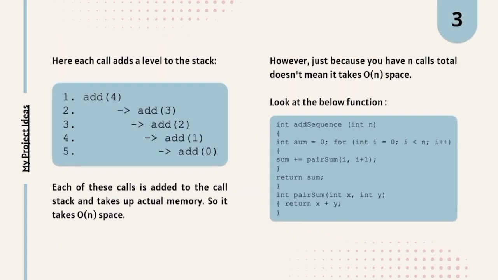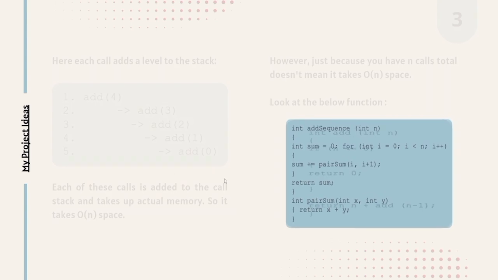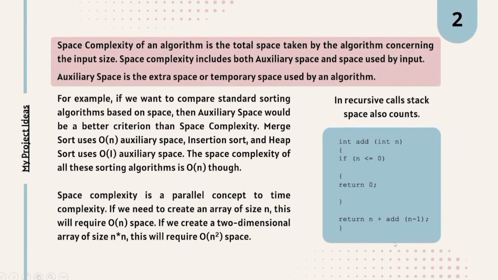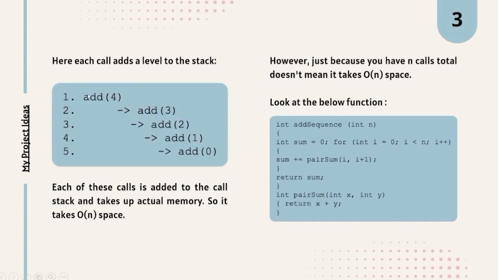Then, how do the call stacks add up? See, add 4, because here you have a recursive call stack and it is add n minus 1. So each parameter is decreased by 1 here. When you're writing add 4, then 4 minus 1 is add 3. The next iteration add 2, next iteration add 1, then add 0. Each of these calls will be added to the call stack and takes up actual memory. So it is big O of n space.